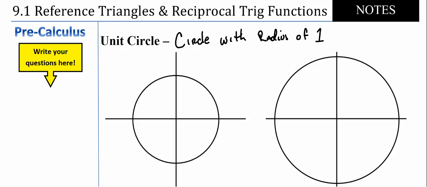All right, you made it through your first unit in trigonometry. And now we're going to start the second one. So 9.1 is reference triangles and reciprocal trigonometric functions.